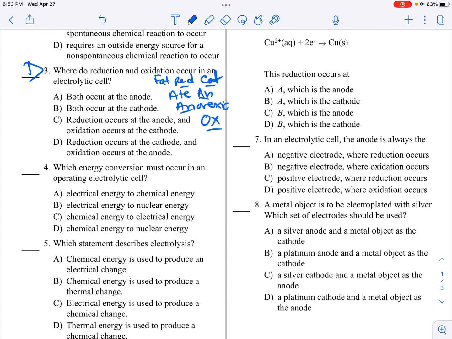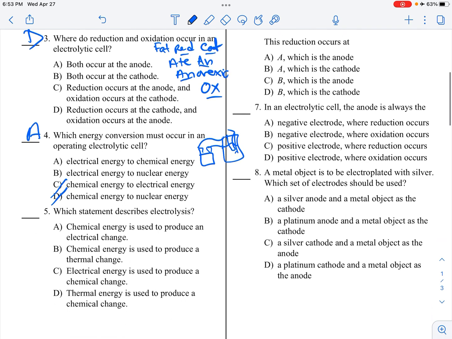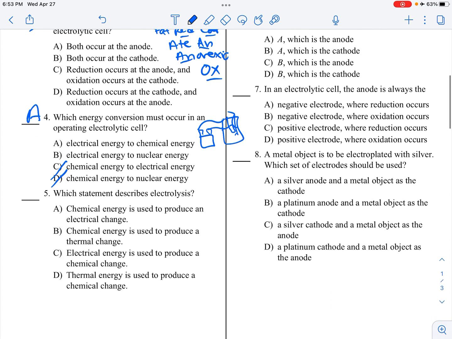Which energy conversion must occur in an electrolytic cell? So you start with the battery and then you have your situation going on. So electrical energy to start, and that forms the chemical reaction. Excuse me, not forms, but it helps the chemical energy to get going.